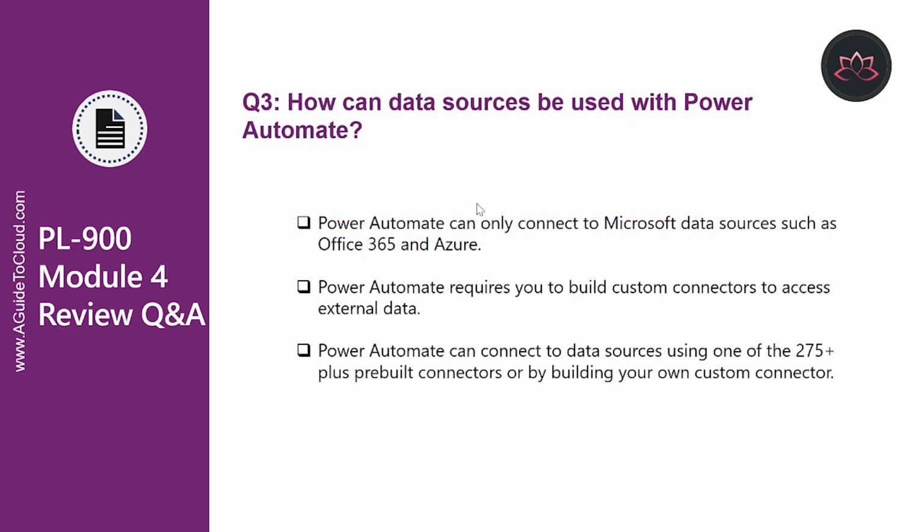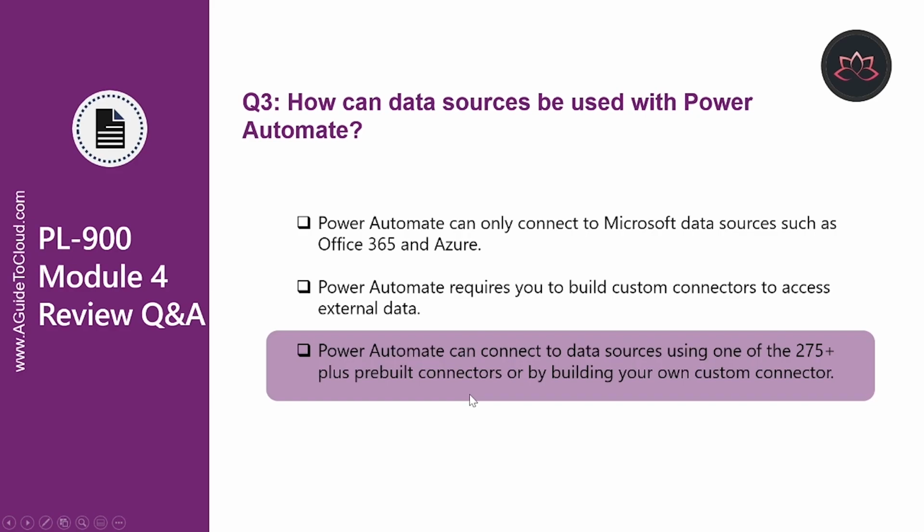How can data sources be used with Power Automate? Is it Power Automate can only connect to Microsoft data sources such as Office 365 and Azure? No, it can do more. Is it Power Automate requires you to build custom connectors to access external data? No, it has both custom and pre-built connectors. So the correct answer is Power Automate can connect to data sources using one of the 275 plus pre-built connectors or by building your own custom connector. Power Automate allows you to automate business processes wherever your data lives.